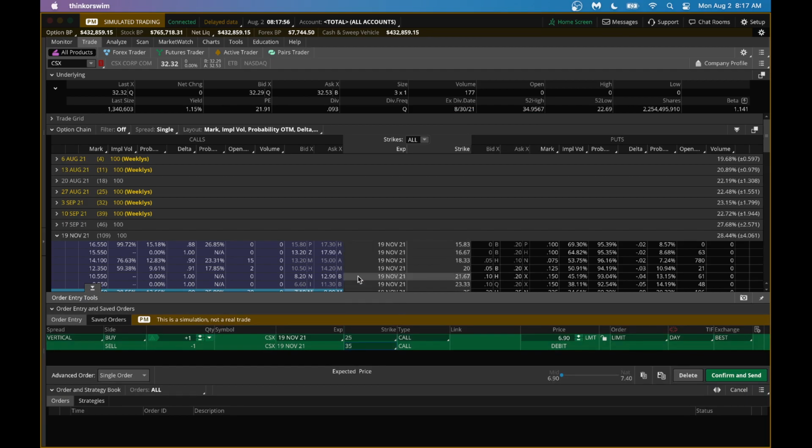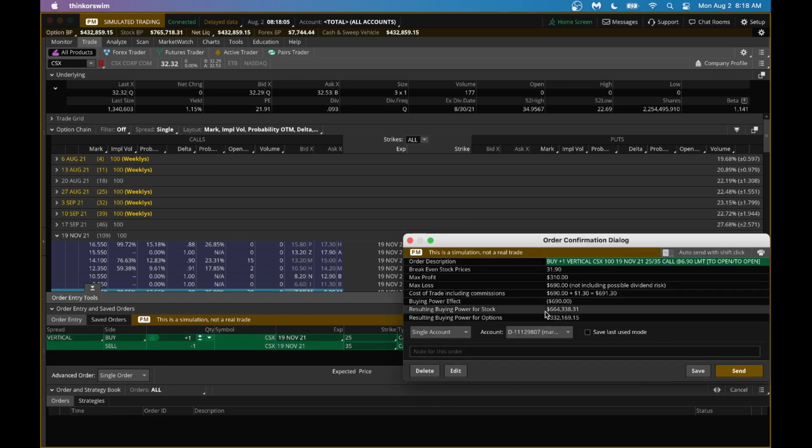There you go. So if it's a $10 wide spread, you're paying $690. The remaining portion of $10 is your profit potential. So as you can see here, you're paying $690 to make $310. This is not a great risk reward. I would go with the previous strategy.